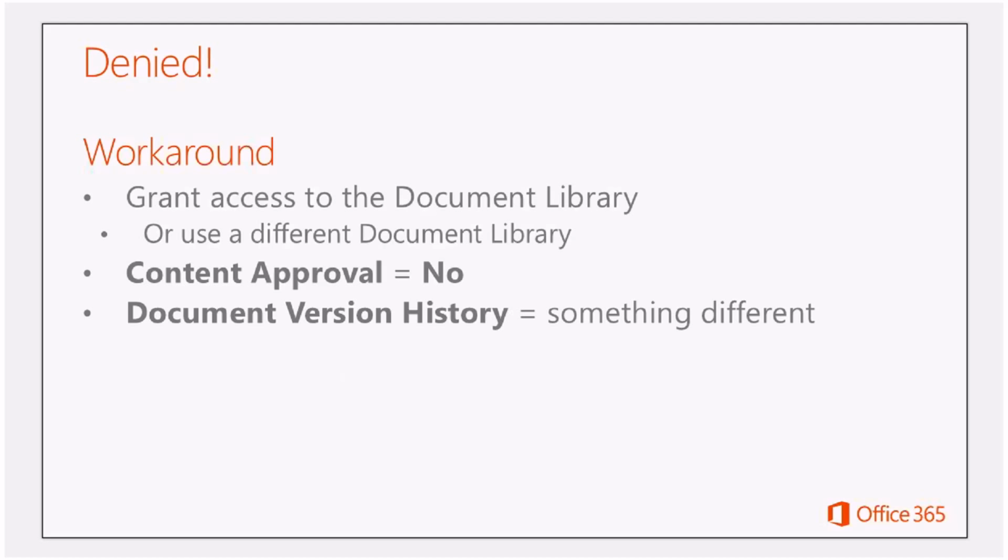Either grant access to the whole document library instead of just to the folder, or use a different document library instead of a folder entirely. You can also set content approval to no, or configure document version history as anything else other than the create major and minor draft versions.